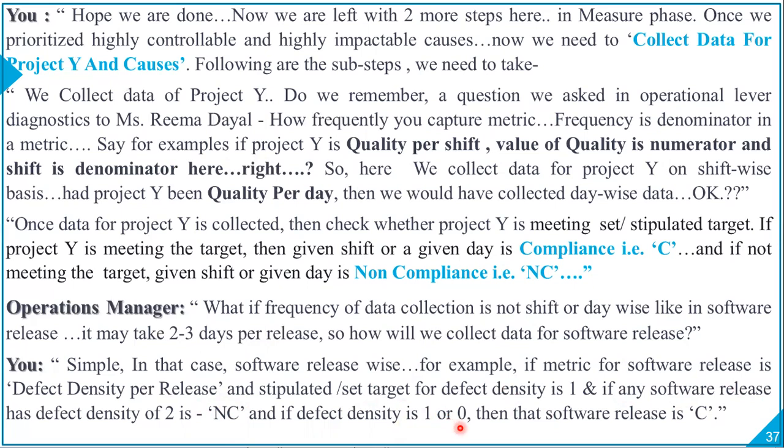Likewise, for every single software release, you are going to check whether the defect density is meeting the set or stipulated target or not. If it is meeting the stipulated target, it will be compliance and denoted by C. If it is not meeting the target, then it is non-compliance, and that software release is further denoted by NC. Period. Next slide, please.